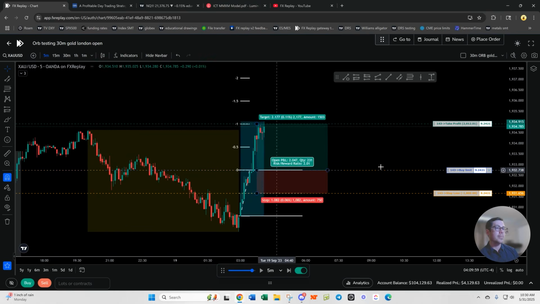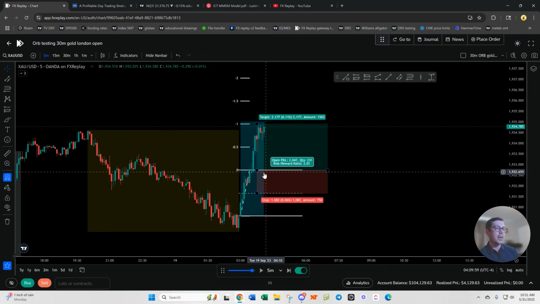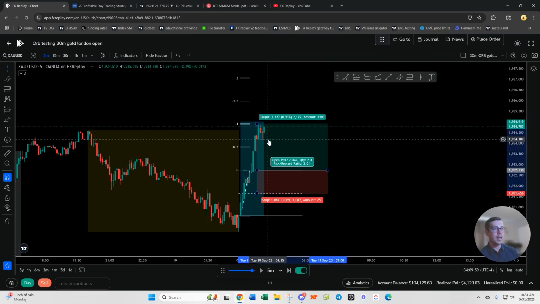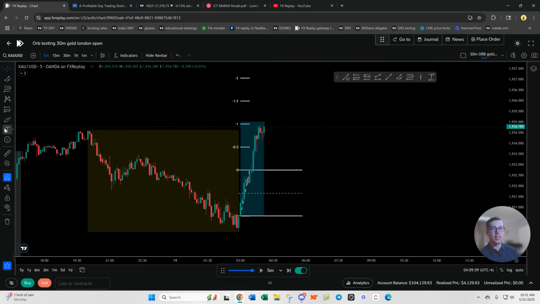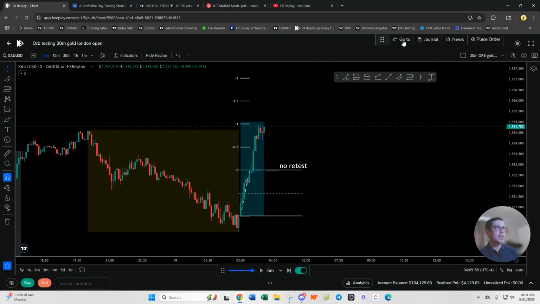Yeah, so unfortunately this time also did not tag us in. We did not get a retrace back to the ORB to give us that trade, but I would not want to chase this one because we're already at this high and it just didn't hit us. So I'd probably just say no retest in this case. A couple days we haven't had any trades, but that's fine. We don't want to force anything.